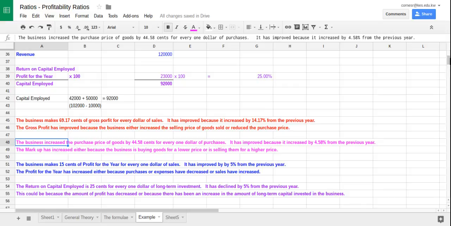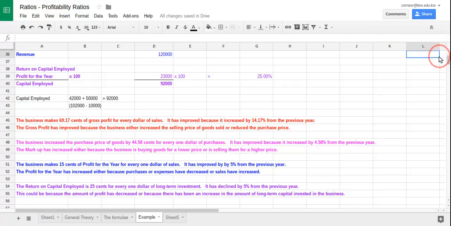The profit for the year, okay, that means that for every dollar of sales, the business is making 15 cents of profit. It's improved by 5% from the previous year. And the profit for the year can either increase because the purchases have decreased, the expenses have decreased, or the business has sold either more goods or the same number of goods at a higher price. Okay, so the reasons why that can improve are much broader.